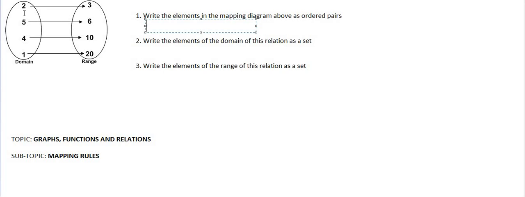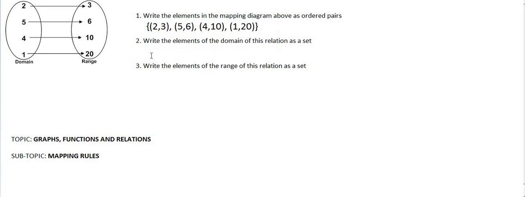The first ordered pair is going to be 2 maps onto 3. So it's going to be 2, comma 3. And then I'm just going to go ahead and write this relation as a set of ordered pairs. So our first ordered pair is 2, 3, 5, 6, 4, 10, and 1, 20. Then we close that with a curly bracket.